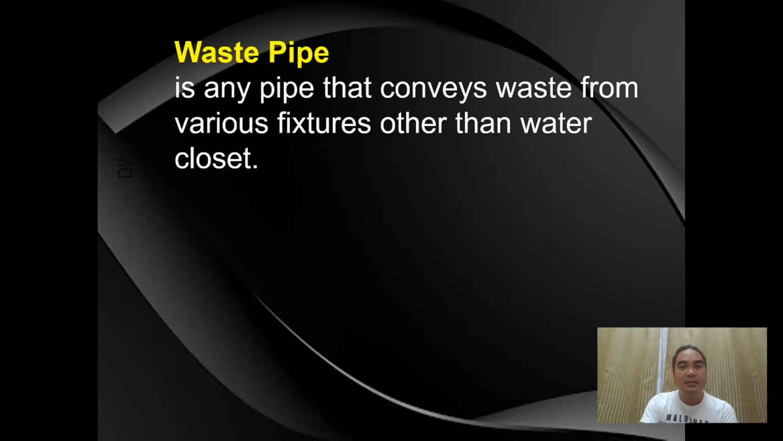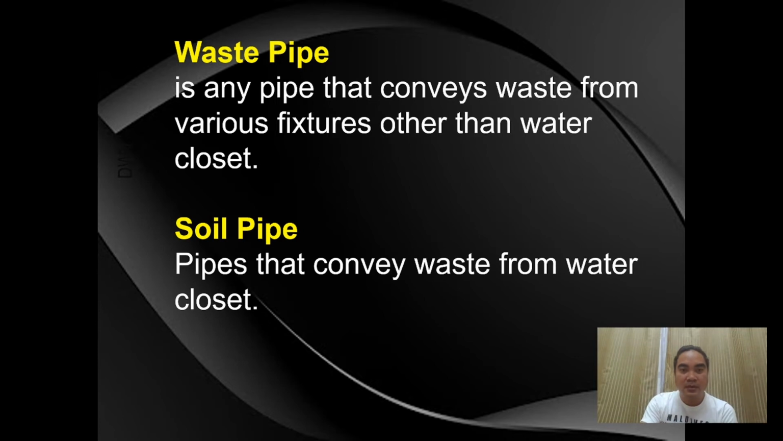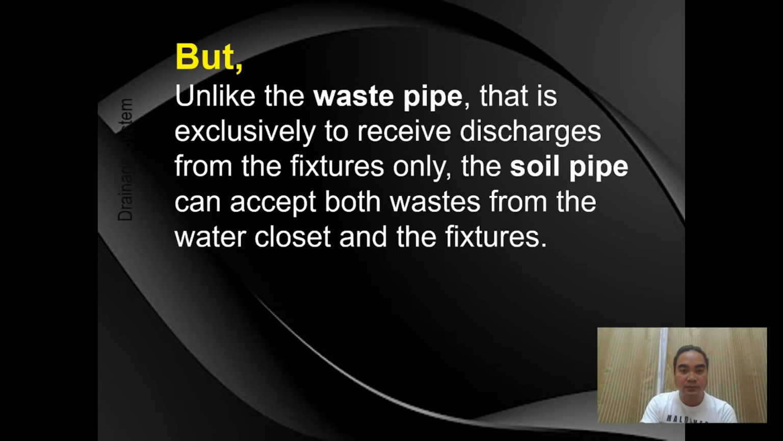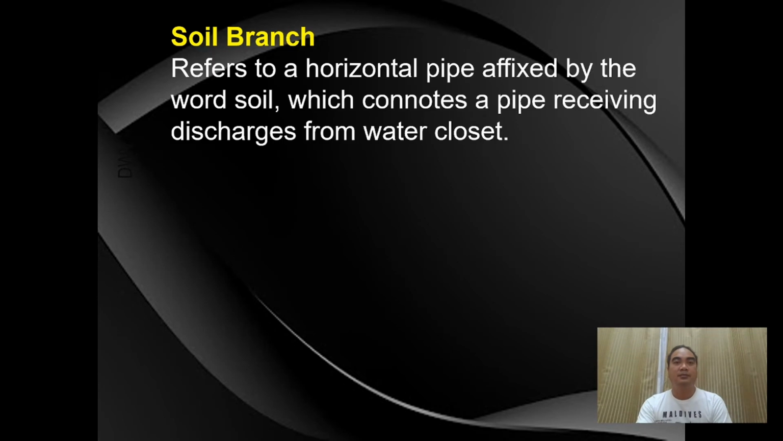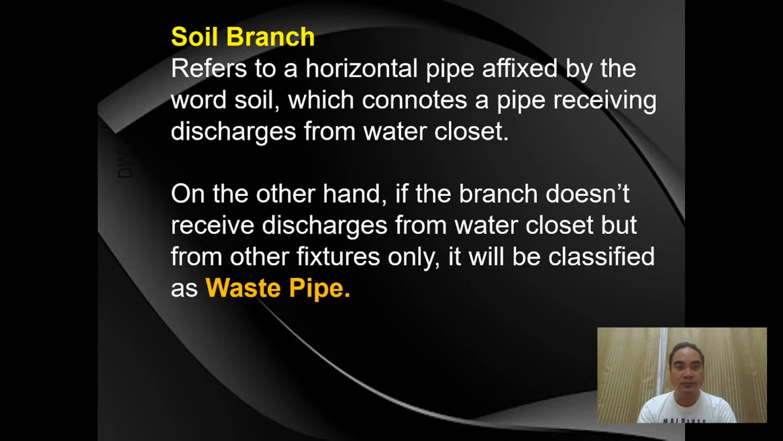Waste pipe is any pipe that conveys waste from various fixtures other than water closet. Soil pipe, pipes that convey waste from water closet. But, unlike the waste pipe, that is exclusively to receive discharge from the fixtures only, the soil pipe can accept both waste from the water closet and the fixtures. Soil branch refers to the horizontal pipe affixed by the word soil, which connotes a pipe receiving discharge from a water closet. On the other hand, if the branch does not receive discharge from a water closet but from other fixtures only, it will be classified as waste pipe.